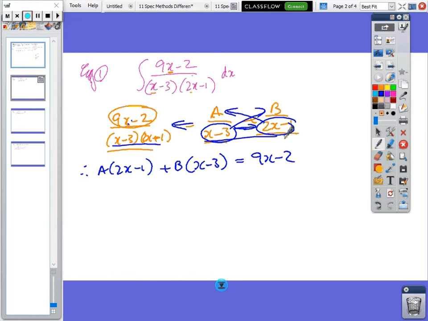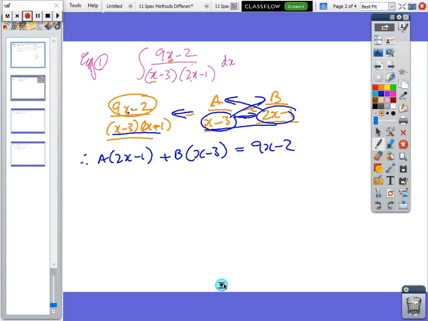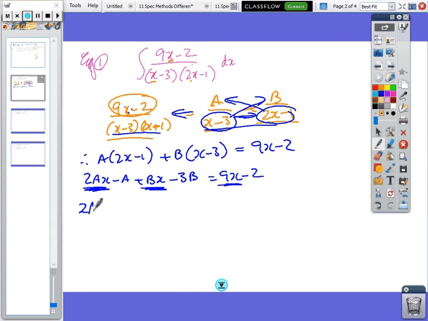Now you've got 2 choices here. We can expand out, which I'm going to do in this particular case, and I'll show you in a second way to do it. So we've got 2ax minus a plus bx minus 3b equals 9x minus 2. And then this is an x term, and this is an x term, and that's the x term. So I know that 2a plus b equals 9, and I know that minus a minus 3b equals minus 2, and they've all got minus signs, so I'm going to make it a plus 3b equals positive 2, because they're all minus signs, so I made them all plus signs.